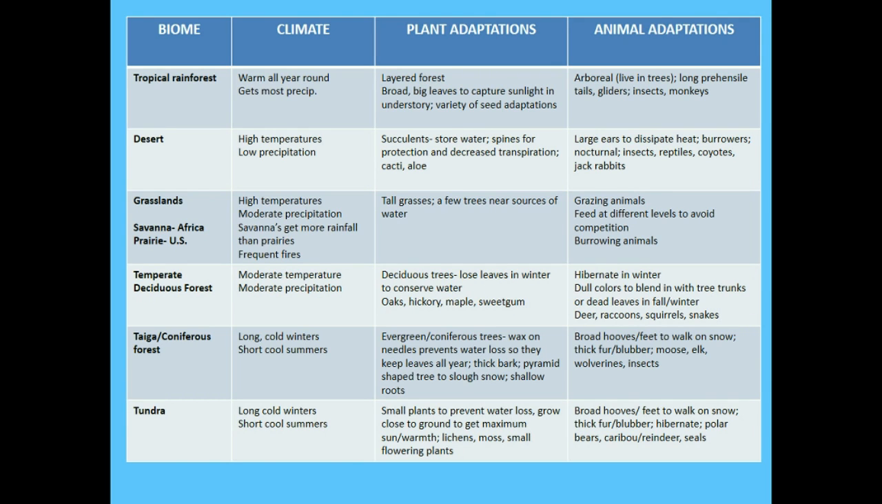Alright, so we talked about several biomes when we were doing this, and this is a lot of information slide, but we're going to kind of hit the high points. There's 6 biomes we're going to talk about, and we're going to focus mostly on the climate and then talk about how the plants and animals relate to that.